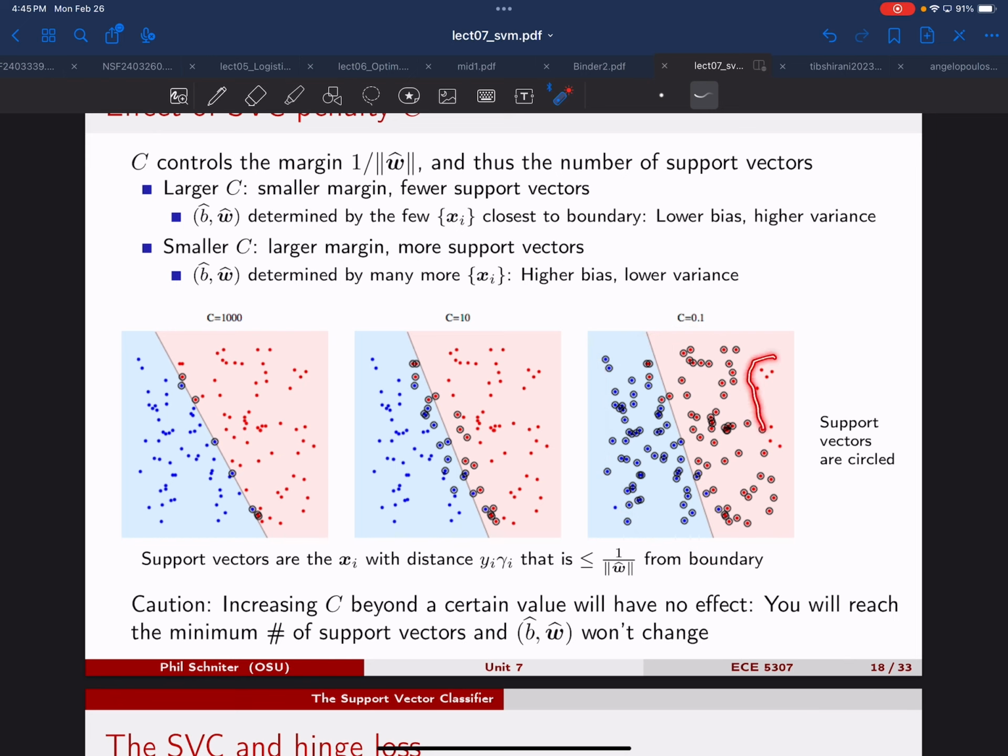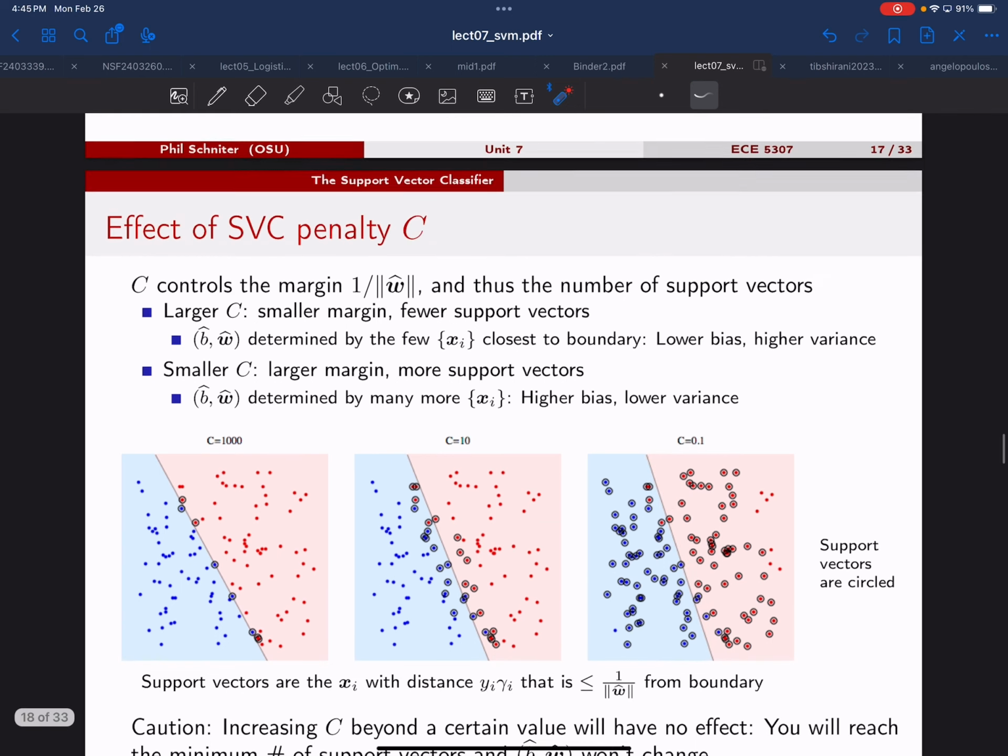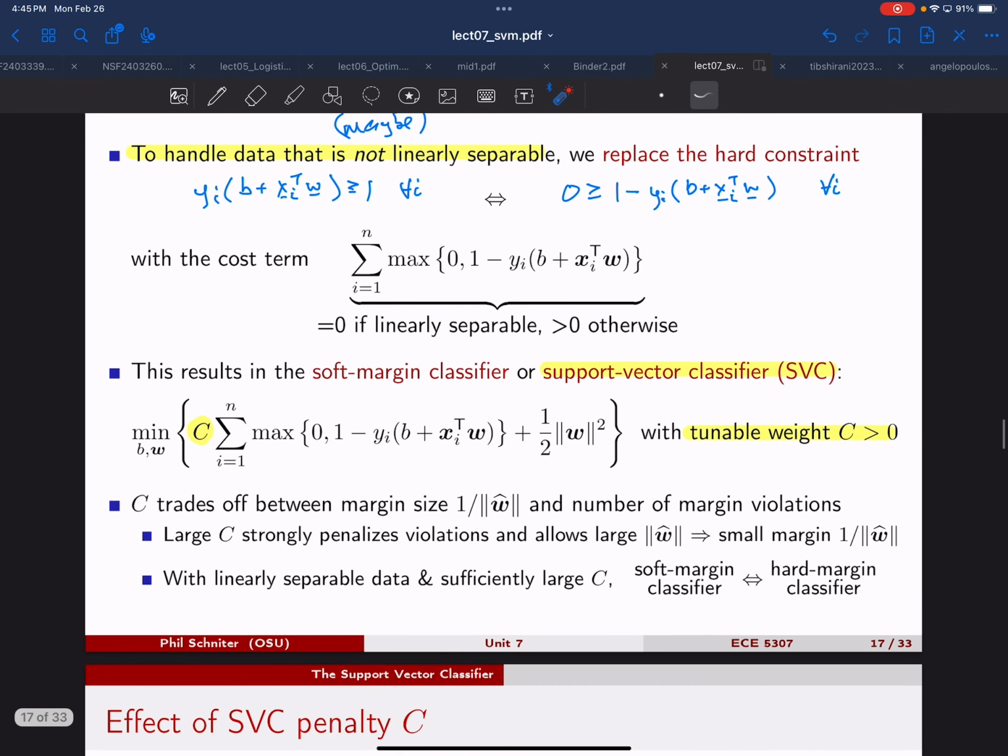There still will be some that you're not using at all, but all these other ones are going to be involved in determining that boundary. So that's the role of C in this problem. So it's a really important tuning parameter.